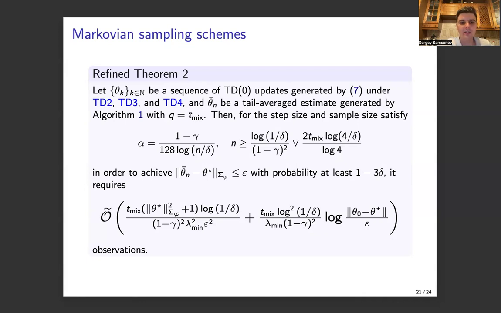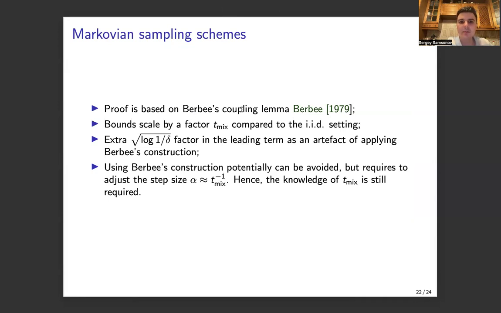In this case, we can have a sample complexity result which matches the one from Theorem 2 up to an additional multiplier of t_mix. The proof is based on the Berbee coupling lemma and closely follows the ideas introduced in the paper by Patil et al. 2023. However, we have an additional square root of log 1 over delta factor in the leading term of this complexity bound as an artifact of applying the construction of the Berbee lemma. Using the Berbee lemma construction can potentially be avoided, but in this case, we have to adjust the step size with the mixing time to the power minus 1. Unfortunately, this means that knowledge of t_mix is still required.